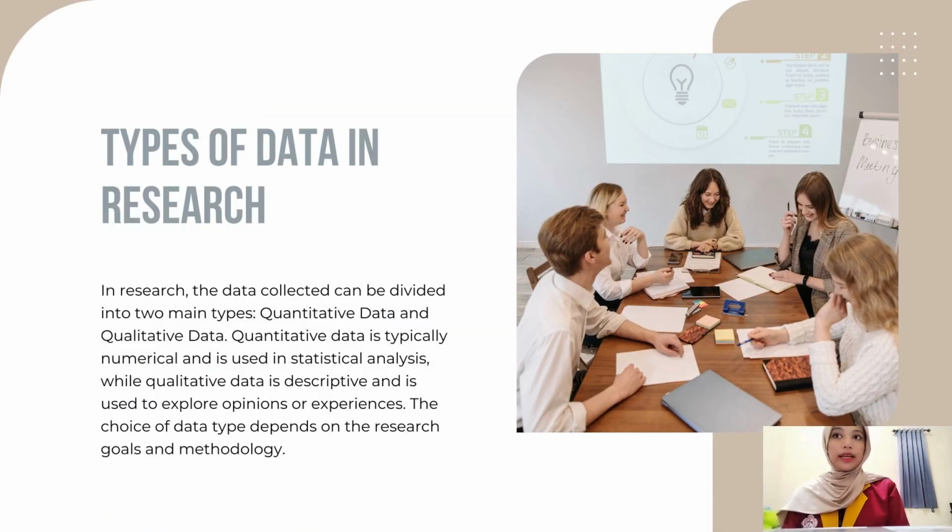Types of data in research. In research, the data collected can be divided into two types: quantitative data and qualitative data. Quantitative data is typically numerical and is used in statistical analysis, while qualitative data is descriptive and is used to explore opinions or experience. The choice of data type depends on the research goals and methodology.